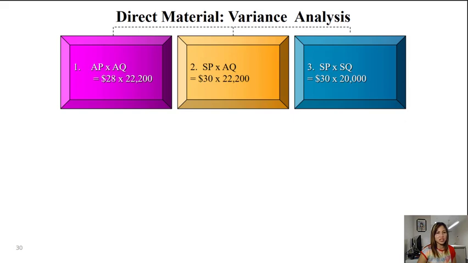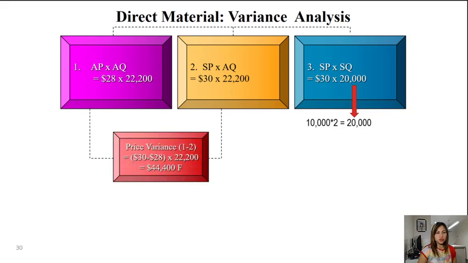The second box is standard price times actual quantity. The third box is standard price, which is $30. Standard quantity, remember the third box is the flexible budget. This is the standard quantity that you allow for the actual production. So 2 square meters of cloth times 10,000, the actual quantity of output, will be equal to 20,000.